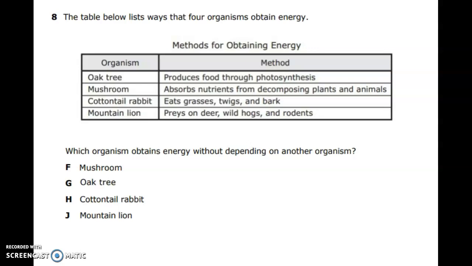Number 8. The table below lists ways that 4 organisms obtain energy. Organism: oak tree, produces food through photosynthesis. Mushroom: absorbs nutrients from decomposing plants and animals. Cottontail rabbit: eats grasses, twigs, and bark. Mountain lion: preys on deer, wild hogs, and rodents. Which organism obtains energy without depending on another organism? F. Mushroom. G. Oak tree. H. Cottontail rabbit. Or J. Mountain lion.